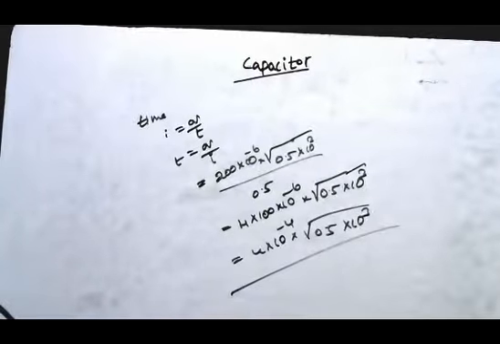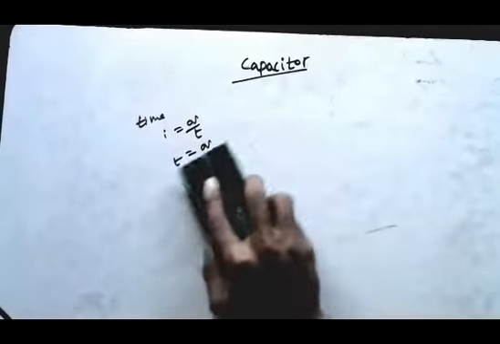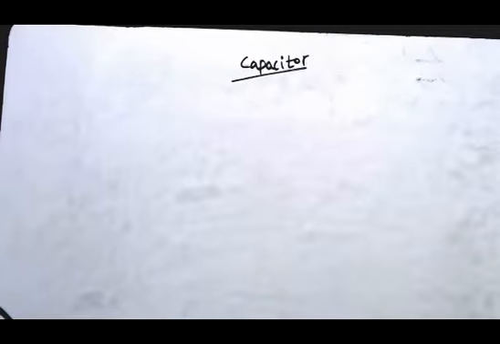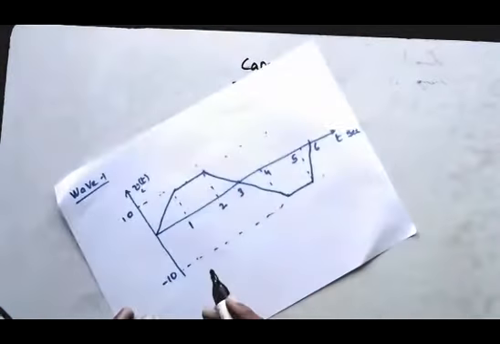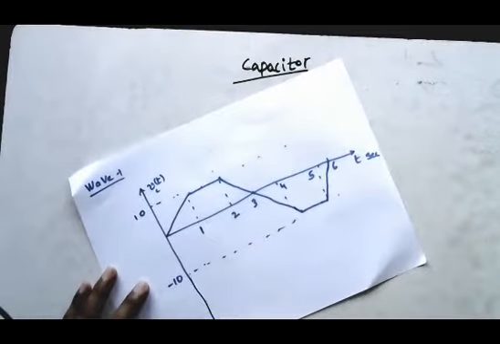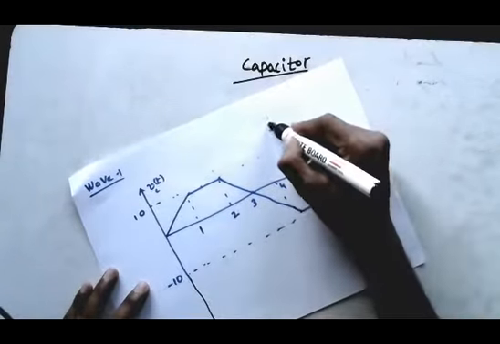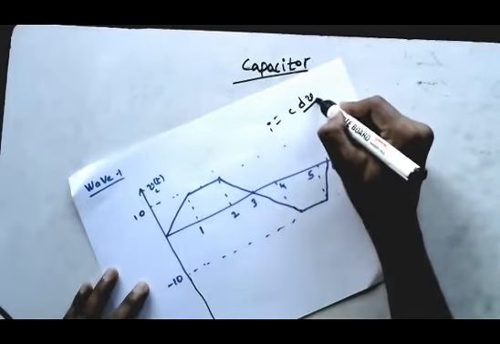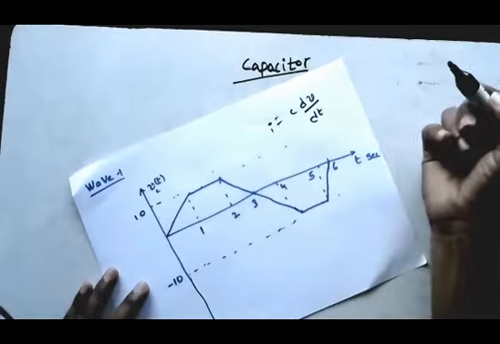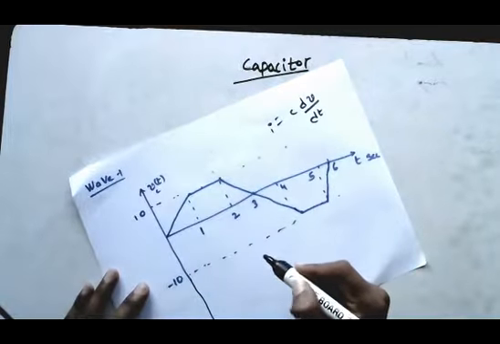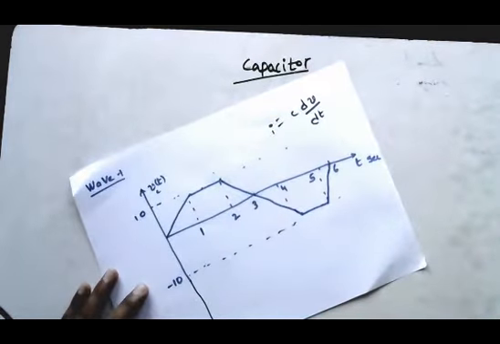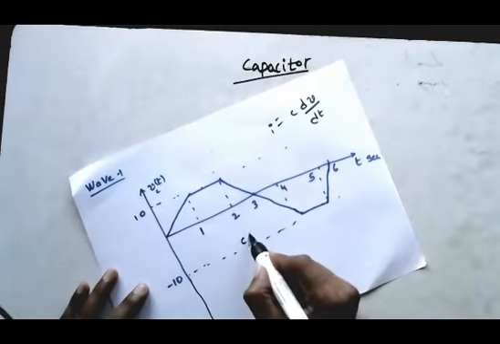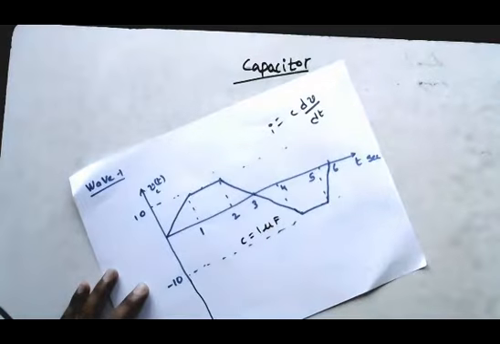We have got one waveform, see on the screen. So what is the current in the capacitor? This is the waveform we have got. We know that I is equal to C into dV by dt. Since the capacitance is given, you can take 1 microfarad or 2 microfarad, any one of them, only the magnitude will change.